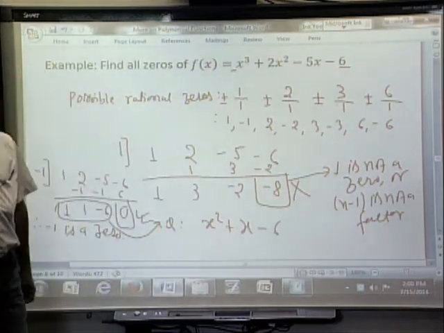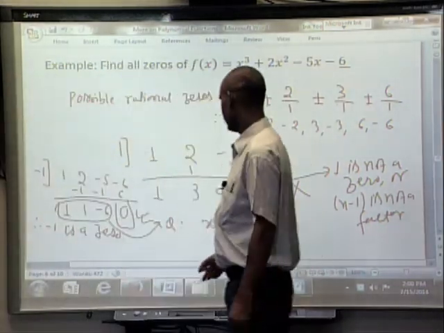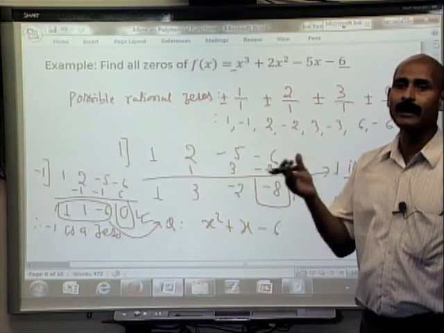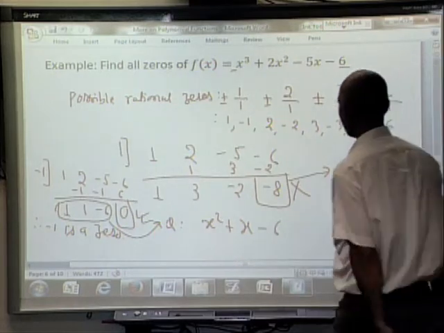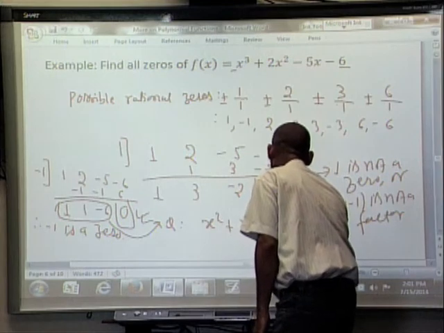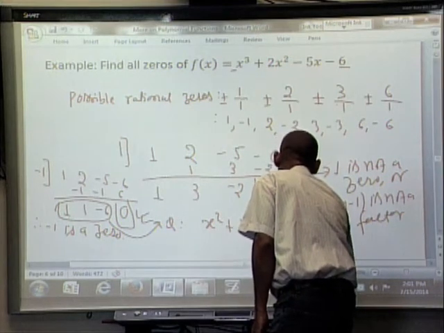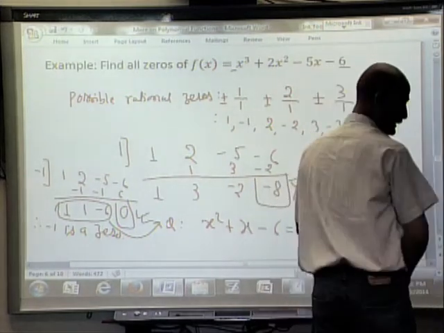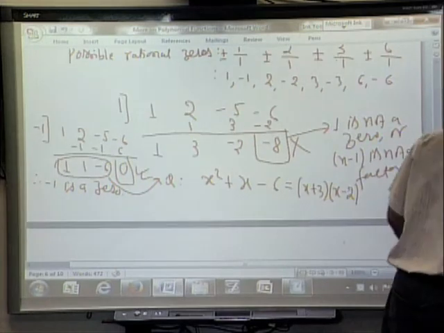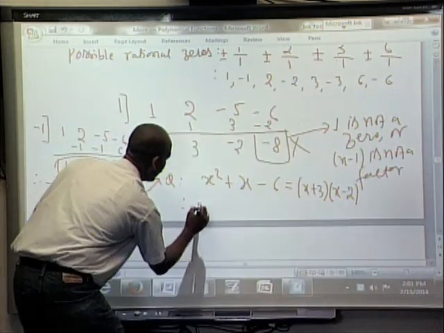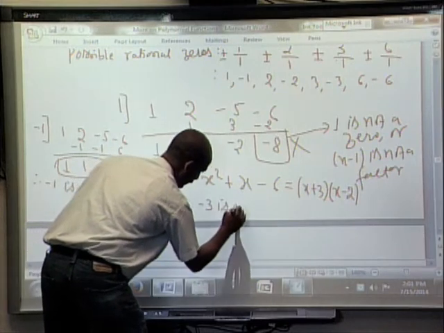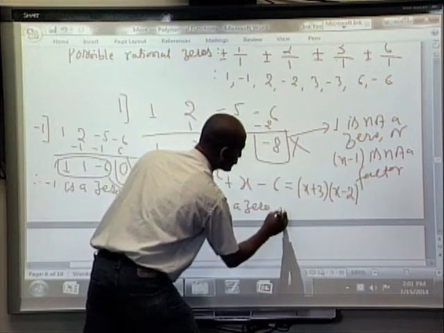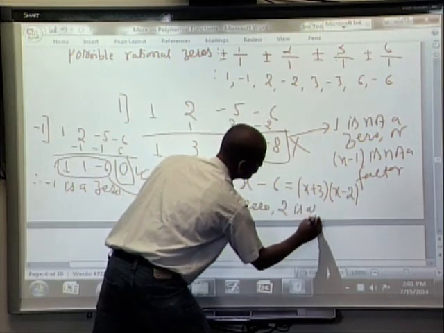Now, this is a quadratic polynomial. You can use the quadratic formula to find the rest of the zeros, or you can factor it. I am going to factor it because factoring seems to be simple. So, I can write x plus 3 and x minus 2 as factors. Since x plus 3 is a factor, I can say therefore, -3 is a 0, and from x plus 3 I am getting -3, from x minus 2, 2 is also a 0.